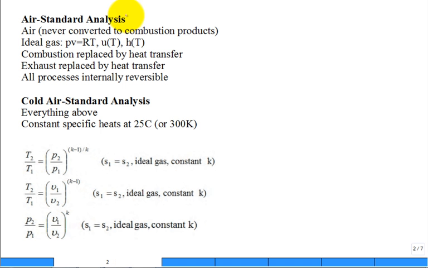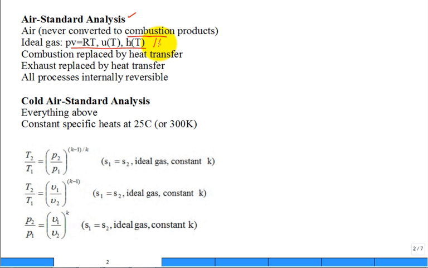So what is the air standard analysis? Well, it's too complicated to track the change of the hydrocarbon fuel, where some of the oxygen goes away and some carbon dioxide and some water vapor appear. We just assume it's always air, before and after combustion. And it always behaves as an ideal gas. That's a pretty good assumption anyway.